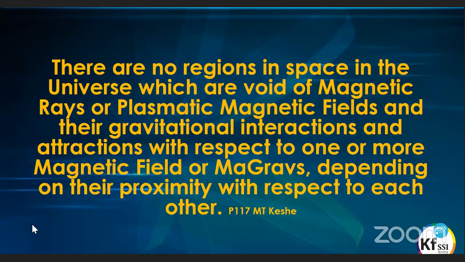Right, someone just read a quote. "There are no regions in space, in the universe, which are void of magnetic rays or plasmatic magnetic fields, and their gravitational interactions and attractions with respect to one or more magnetic field or magravs, depending on their proximity with respect to each other." It's a bit of a complicated quote, but it is essentially saying that nothing is void of these fields, and even though we don't see them, they are in constant motion around us.